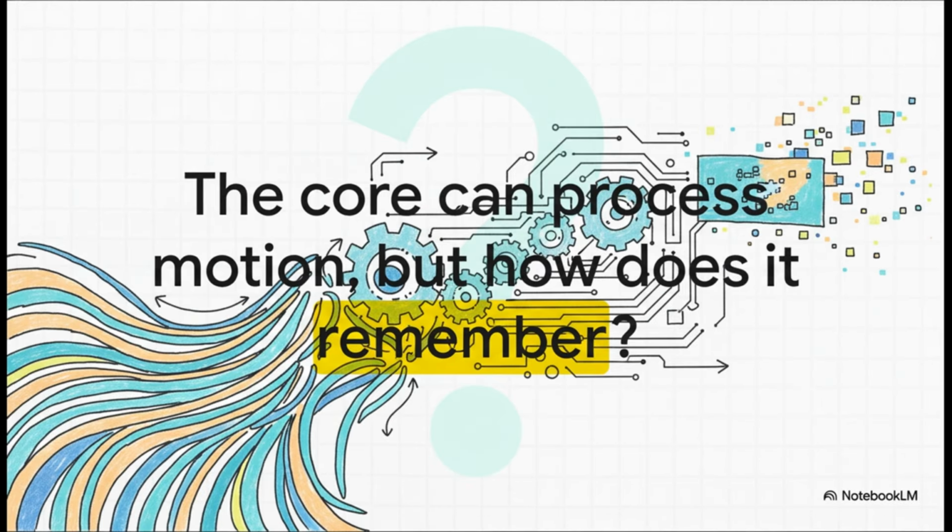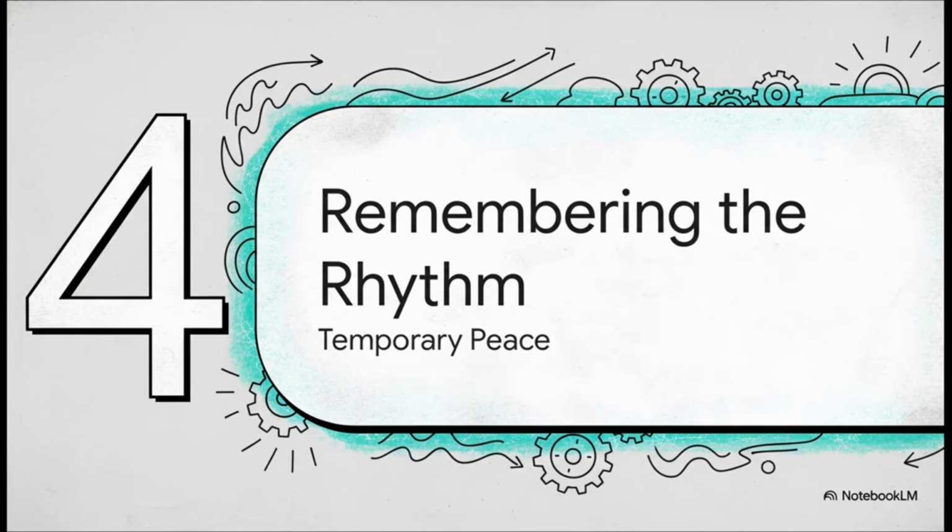So the system is incredible at processing information at lightning speed. But processing is temporary, right? If the motion stops, the information just vanishes. So how does a system that is built on constant motion remember anything at all? The act of remembering, when you think about it through this lens, is really just about finding a way to pause the rhythm. It's about creating these little pockets of temporary peace where a pattern of motion can be held still, just for a moment.